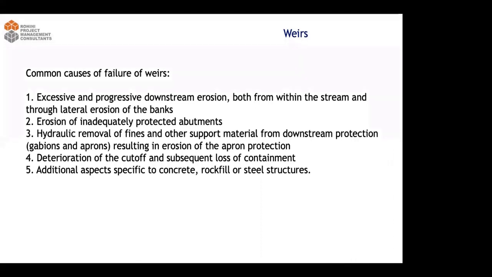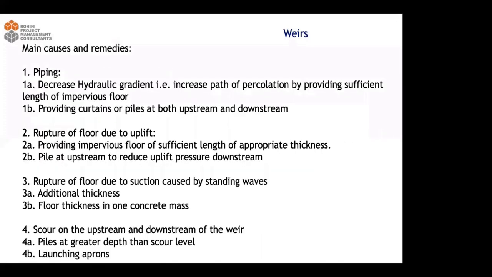So all these failures we saw, like the piping action, then there is erosion. All this can again have remedies. Now, we have the main causes and the remedies. Remedies are, you have a piping action which is happening. So to avoid that, you decrease the hydraulic gradient and increase the path of percolation by providing sufficient length of impervious floor, providing curtains or piles upstream and downstream.